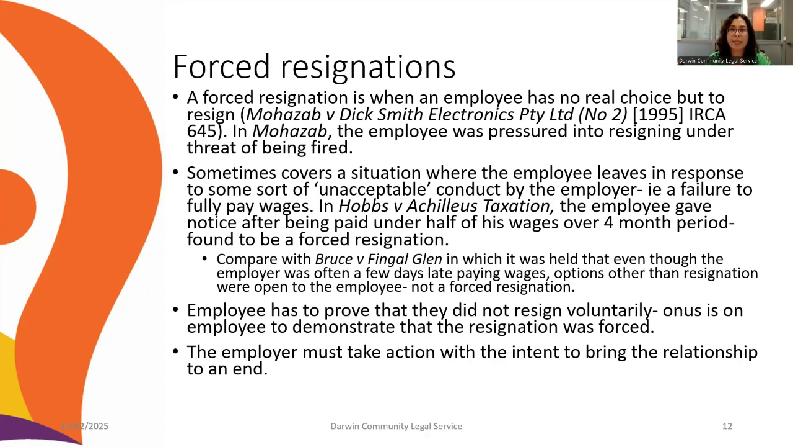In the second case, it was held that even though the employer had been a bit dodgy and often paid the wages a few days late, there were other options open to the employee, in which case they had other choices. If an employee is trying to say that they did not resign voluntarily and that they were forced into it, it's up to them to show that that's what happened.